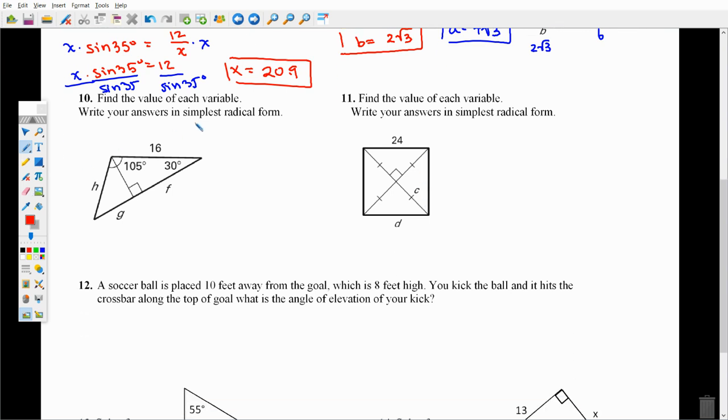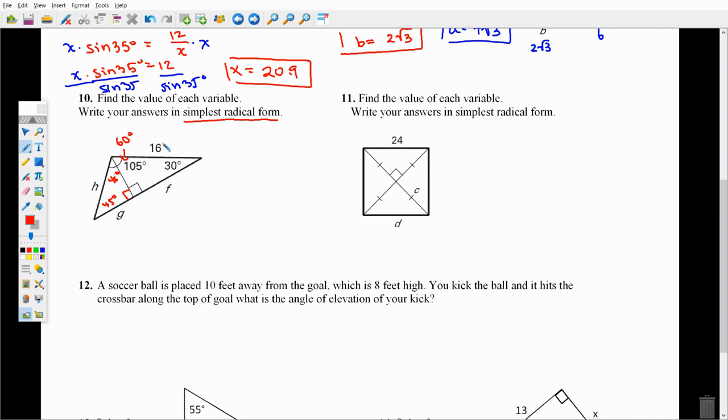All right, number 10 here. This one also says to put your answer in simplest radical form. So it is going to be the 30, 60, 90 rules. But here, just be careful with this angle. This whole angle is 105. And because this is 90 here, this is 30. We know the last angle in the triangle has to be 60 degrees. And so what's left over, this is 45 degrees. And so this is also 45. So we have a 30, 60, 90, and then also 45, 45, 90.